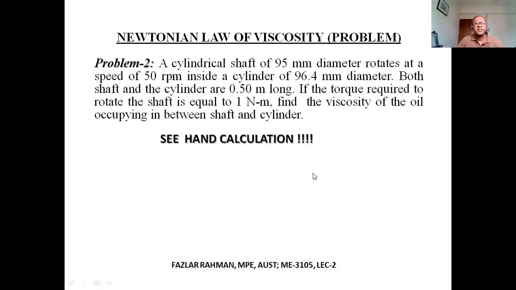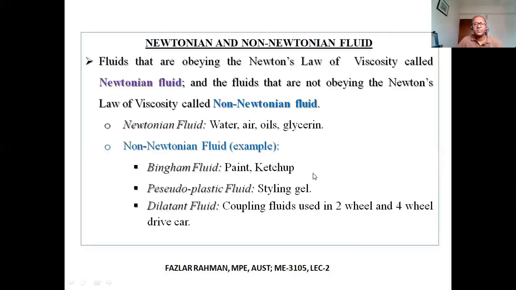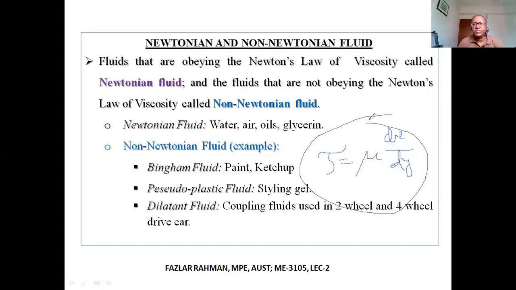So let's go back to our initial problem. Do you see the screen? Problem 2? Yes, sir. Okay. Next slide. We'll learn about Newtonian fluid and non-Newtonian fluid. What is a Newtonian fluid? A fluid which follows Newton's law of viscosity. What is Newton's law of viscosity? We just saw a few minutes ago that tau equals mu du by dy. If a fluid follows this law, then it is called a Newtonian fluid. If it does not, then it is called a non-Newtonian fluid.